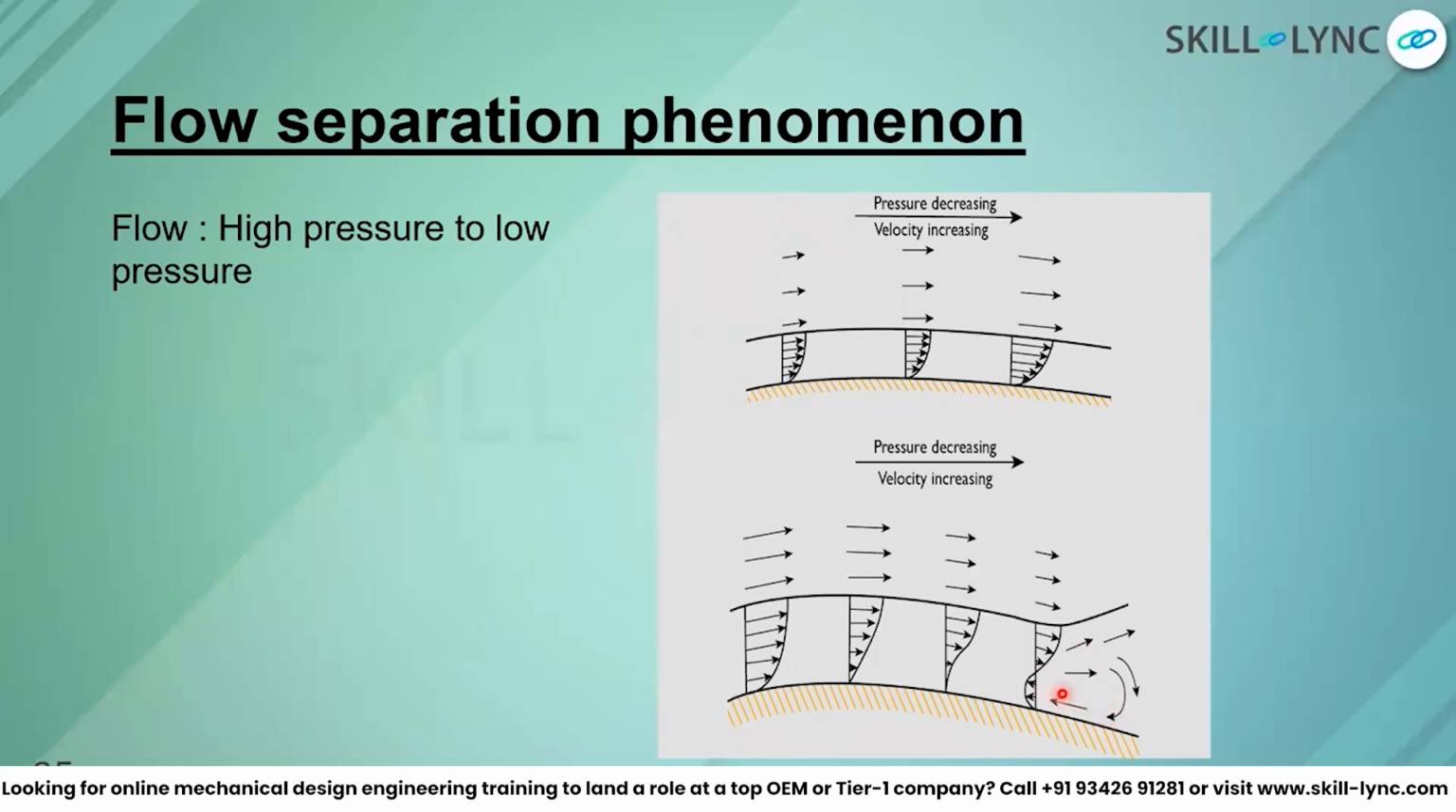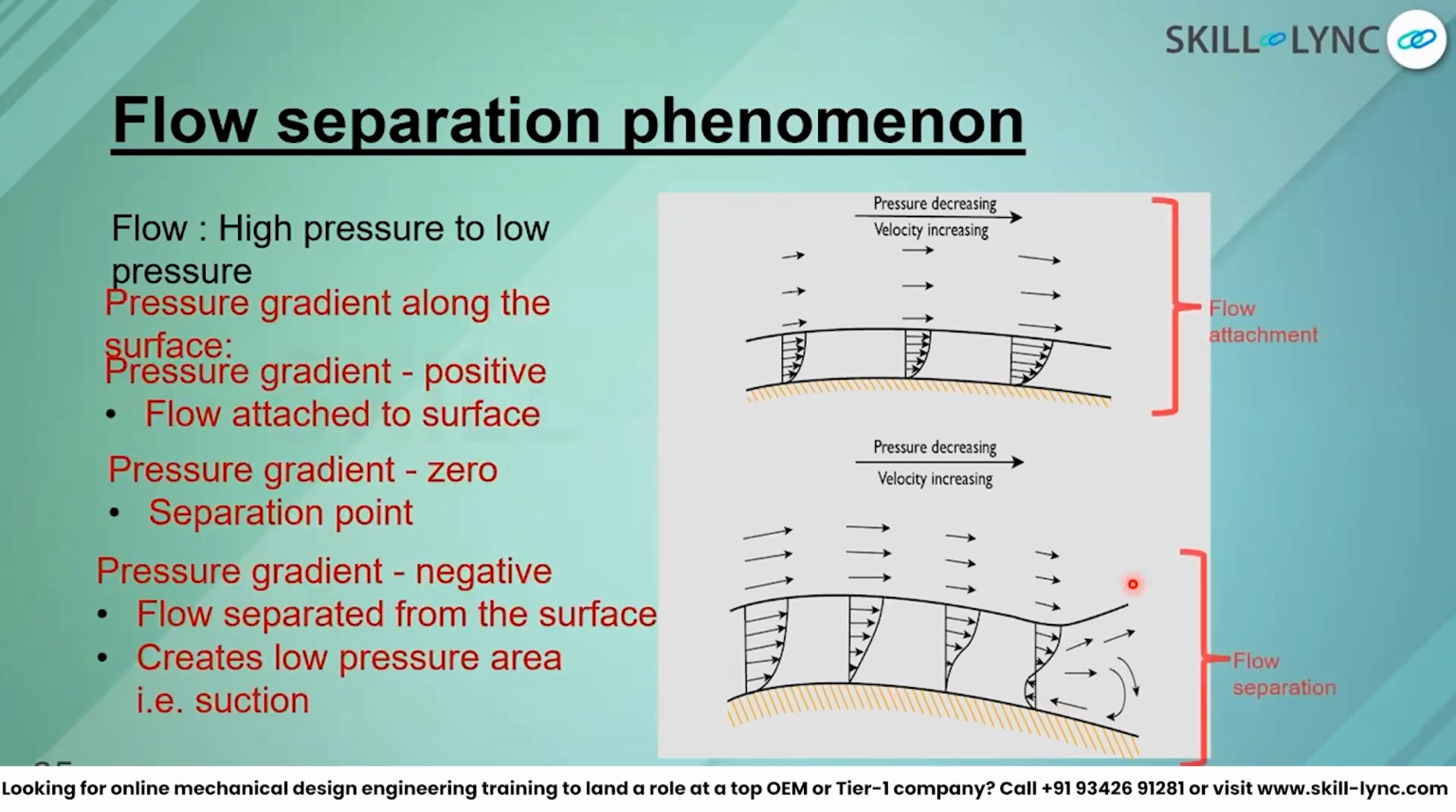Now this is the phenomenon called flow separation, or adverse pressure gradient. At this stage the flow will start leaving the surface, which is very important. So in this case, we have seen how the flow will be attached to the surface, and it will not leave the surface. And in this case, the flow will start leaving the surface.